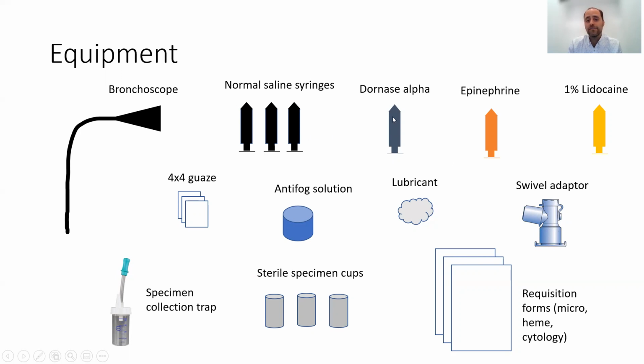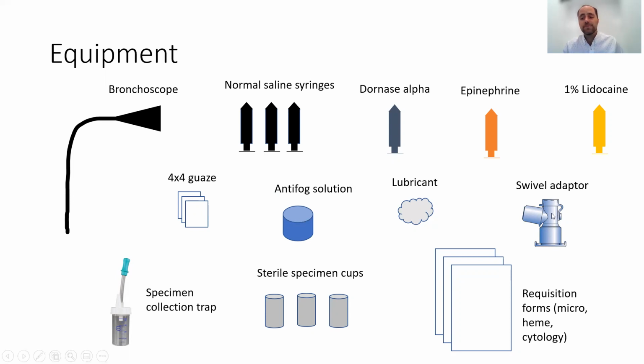You'll need Dornase alpha or pulmozyme in somebody who you suspect to have a high burden of neutrophils or pus. You'll need some epinephrine on hand in case there's bleeding. You'll need 1% lidocaine to put on the vocal cords and carina to prevent a laryngospasm or bronchospasm. You'll need some gauze. You'll need an anti-fog solution to clear up the tip of your camera. You'll need some lubricant to help your bronchoscope pass through the airway.